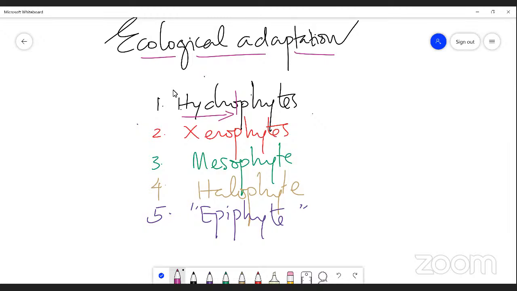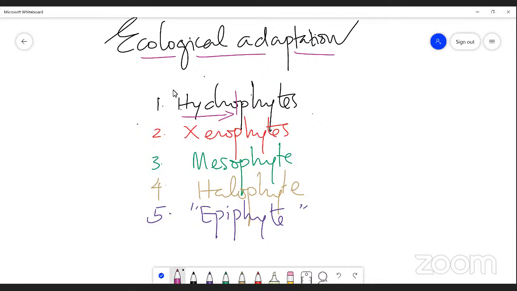The plant parts are modified. So that's why I mentioned in the beginning, there are structural changes that occur in morphological characters, in physiological characters, in anatomical characters. So this is called ecological adaptation. As I said, there are structural changes. Based on the changes, we can classify into the following types: hydrophytes, xerophytes, mesophytes, halophytes, and epiphytes.